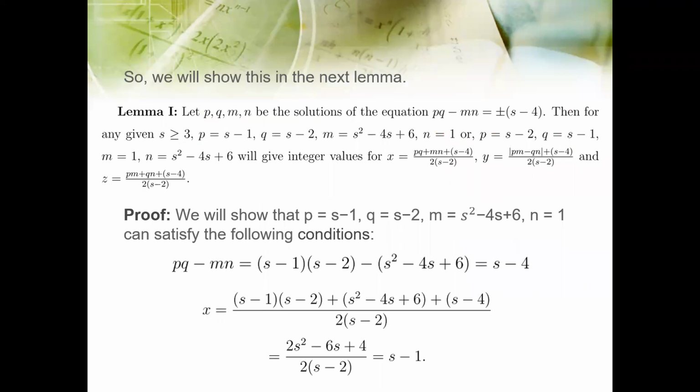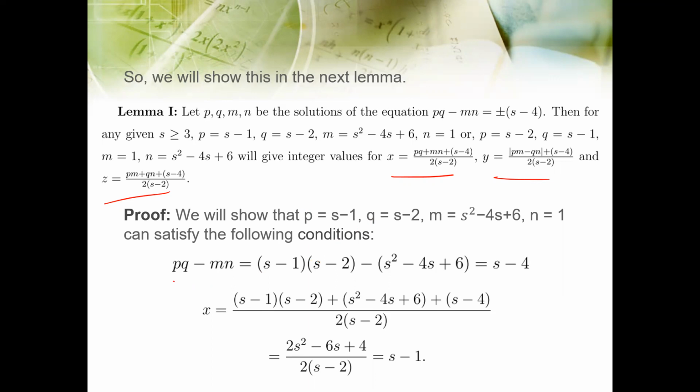Lemma 1 says: let p, q, m, and n be the solutions of the equation pq minus mn equal to plus or minus s minus 4. Then for any given s greater than or equal to 3, p equal to s minus 1, q equal to s minus 2, m equal to s square minus 4s plus 6, n equal to 1, or p equal to s minus 2, q equal to s minus 1, m equal to 1, and n equal to s square minus 4s plus 6 will give the integer values of x, y, and z. So we will just plug these values and show that this will give us some integer.